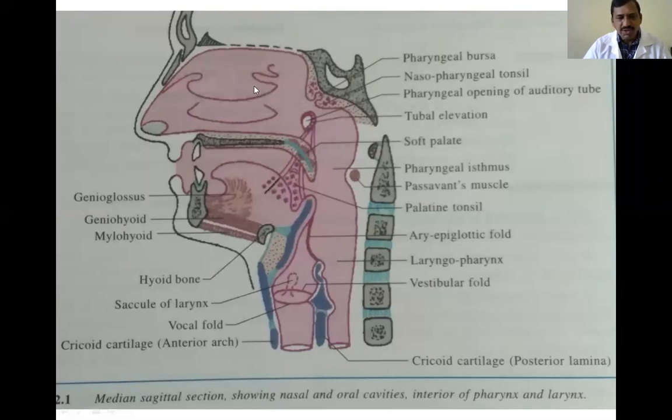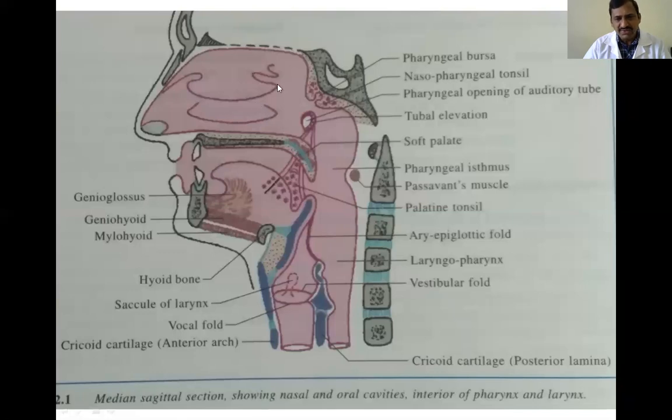Why are there conchae and spaces? That is to increase the surface area of the nasal cavity for proper air conditioning. That is the purpose of the conchae. And if you remove the concha, below it there are spaces.